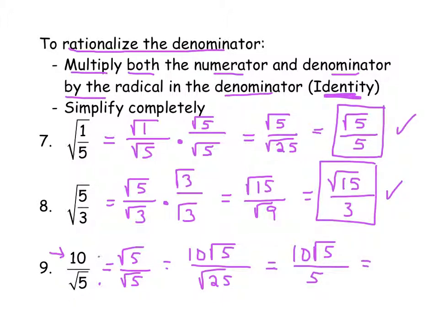Well, now you can see that this is a fraction, 10 over 5, and 10 over 5 reduces to 2 over 1. So 10 divided by 5 is 2. So I get 2 radical 5 over 1, but I don't need to write that, and that's going to be my answer. So you must reduce. This is like a fraction. You must reduce that.